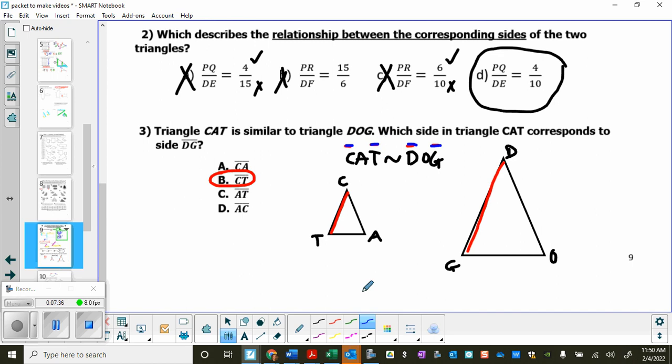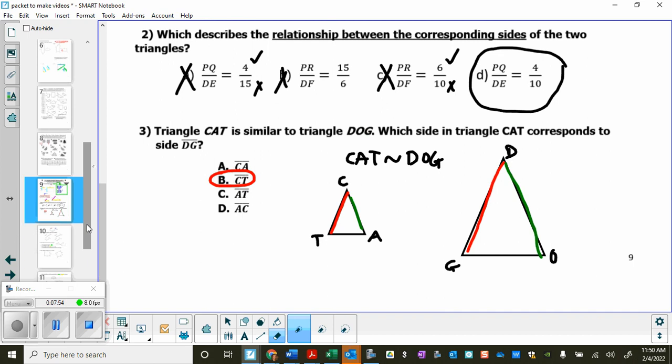So there we go. If I said which one lines up with DO, which is here in green, then that'd be the CA, because you can see DO and CA right there in green. So definitely use your similarity statement to help you out. The similarity statement is kind of like our new best friend. It really is a huge shortcut.